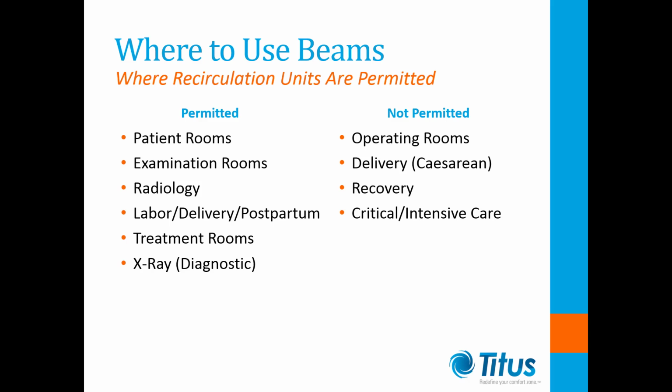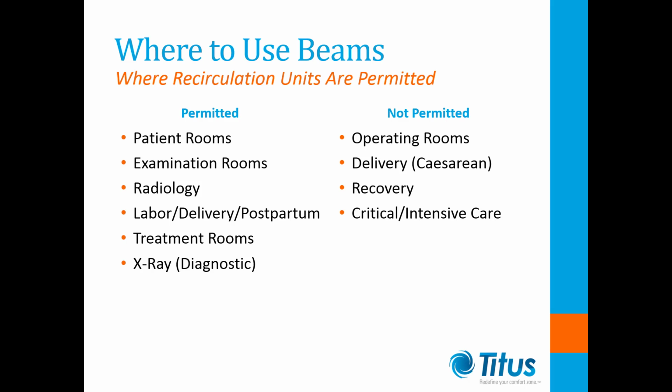So we have seen an example of how using chill beams can reduce reheat in patient rooms, but can they be used anywhere else in the hospital? They can be used anywhere where room recirculation units are permitted, which is typically in the less critical areas of the hospital, such as radiology, labour, treatment rooms, and the X-ray suites.